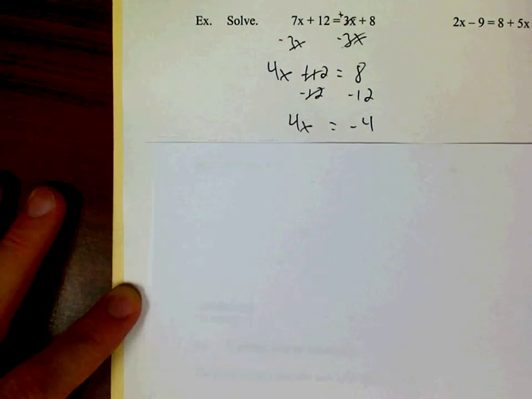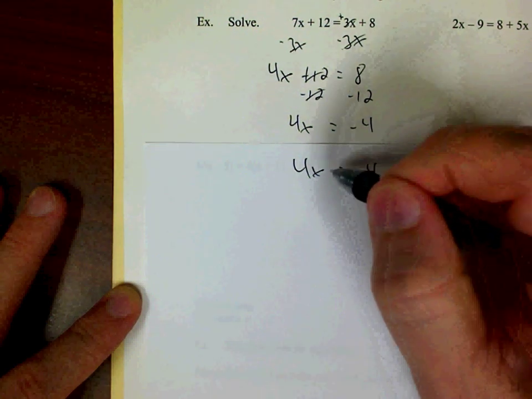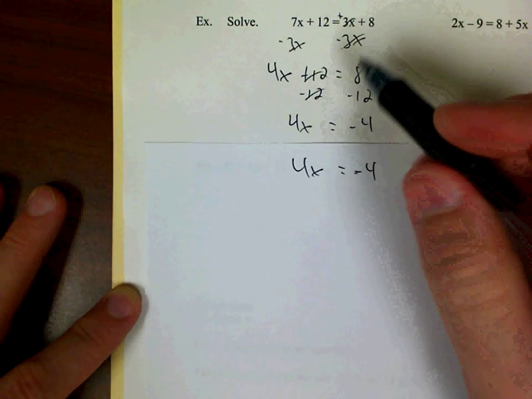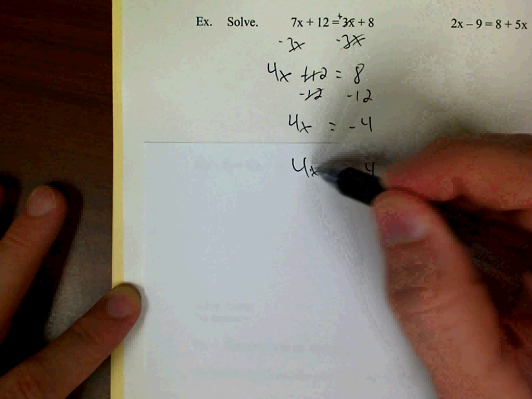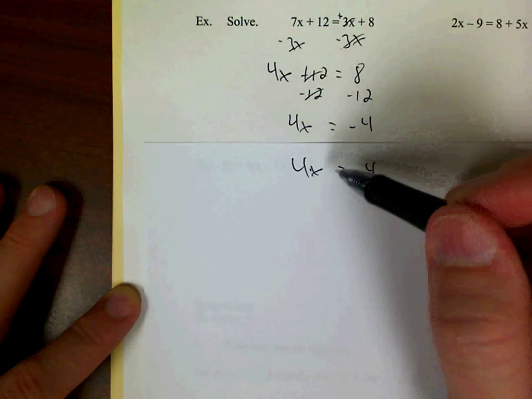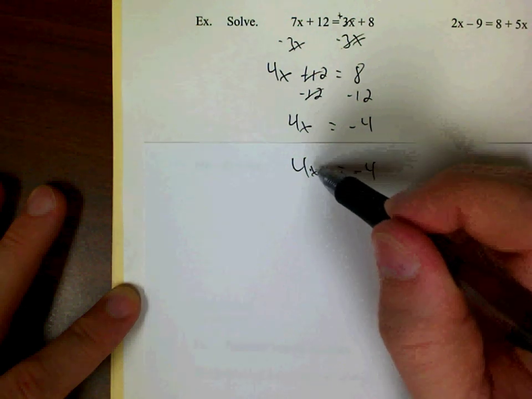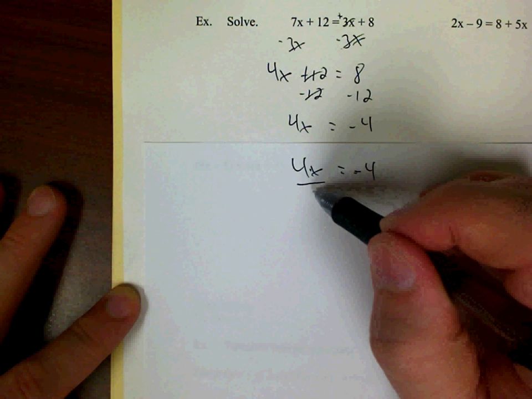In order to achieve the final goal of getting the x all by itself, we need to eliminate the 4 in front of the x. Now when you read that, that's 4 times x. To eliminate the 4 being multiplied, think the opposite. It's actually the inverse, but we'll call it the opposite. The opposite of multiplying by 4 is dividing by the 4.